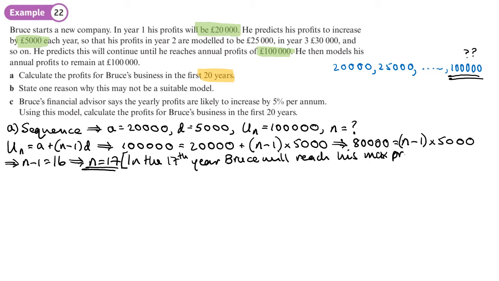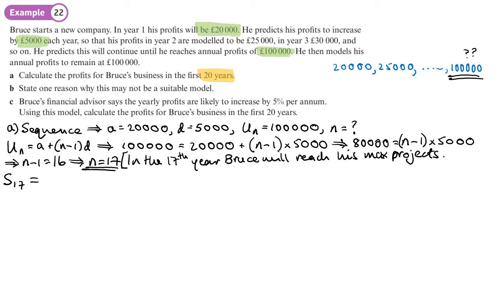Which means basically after that, his profit's going to remain the same at 100,000. So now what we're going to do is work out his total profits for the first 17 years, the sum of the first 17. And then we're going to add to that the profits he's going to get in years 18, 19 and 20, which is just going to be 100,000 that we need to add on. It's not going to keep increasing.